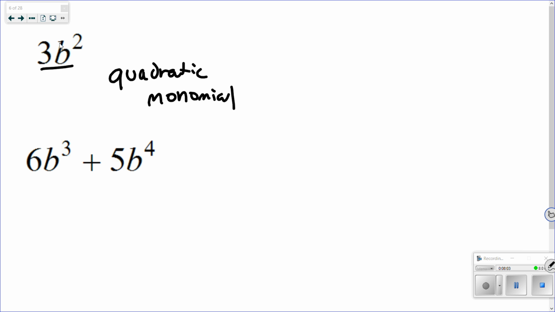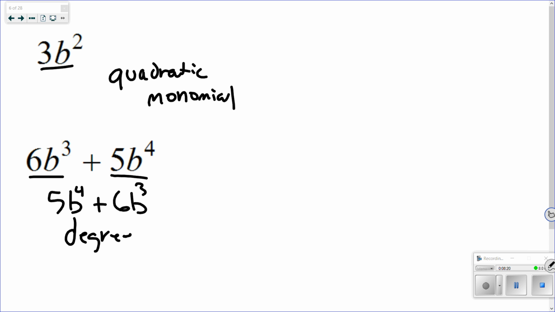So on this one, the 5b to the 4th is a higher power, a higher degree than the 6b to the 3rd. So if I'm writing in standard form, I start with the 5b to the 4th, then the 6. So that's the same expression. This is just written in standard form.